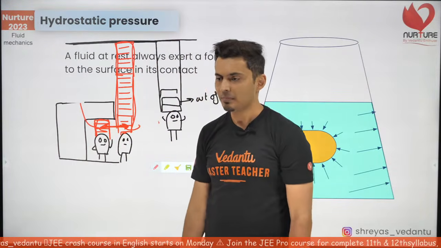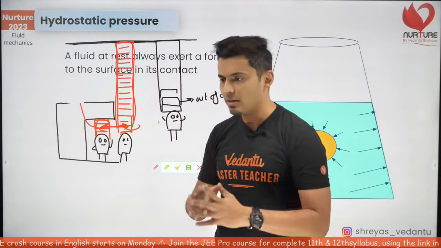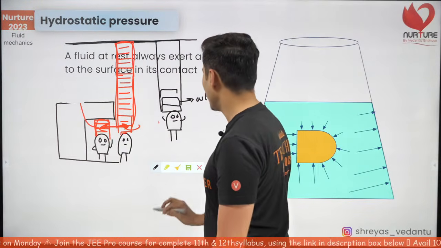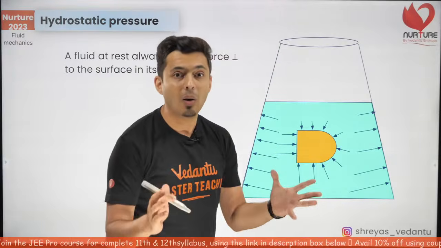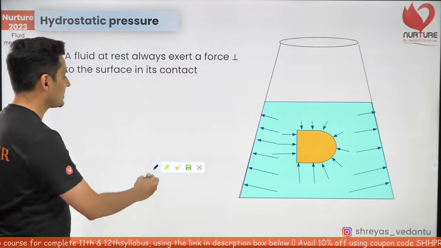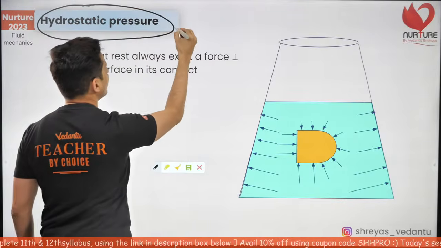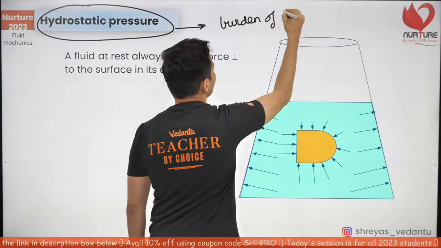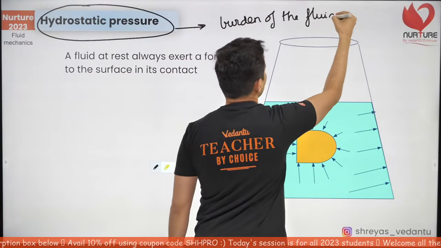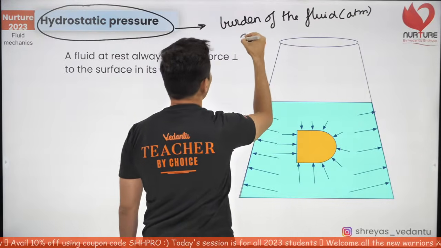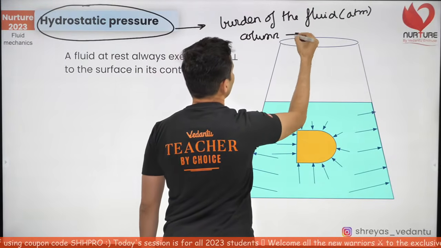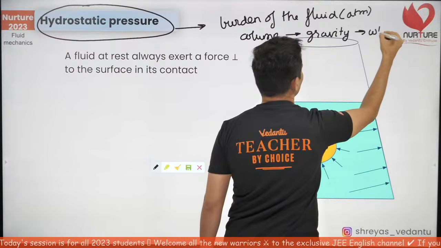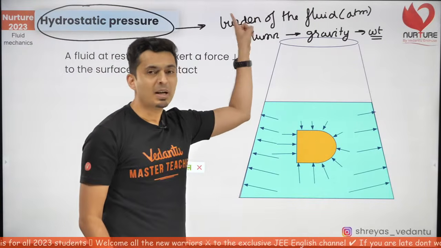That's what it is. Is that now understood? Is that now clear, my warriors? Got it? So you cannot escape. No matter where you are, you cannot escape the burden of the air column above you. This burden of that air column is called hydrostatic pressure. So this is the burden of the fluid, in this case the atmosphere column, and it is created because of gravity. Gravity is responsible for that particular weight. So gravity creates the weight, and that weight creates the burden.